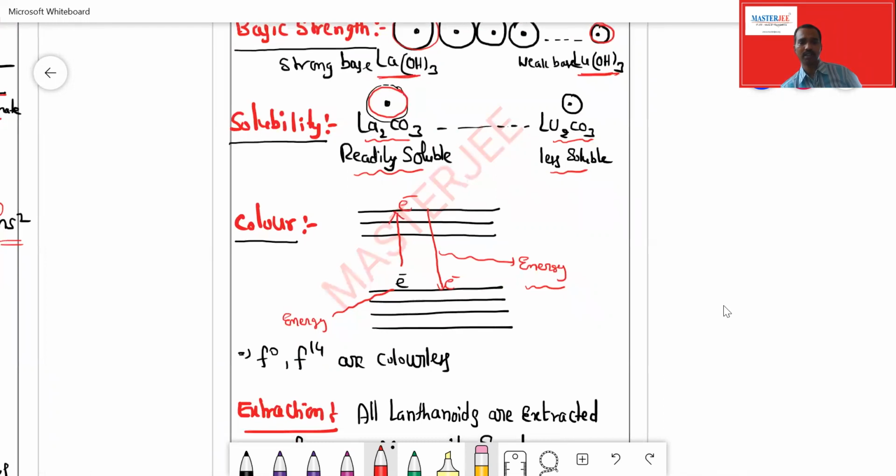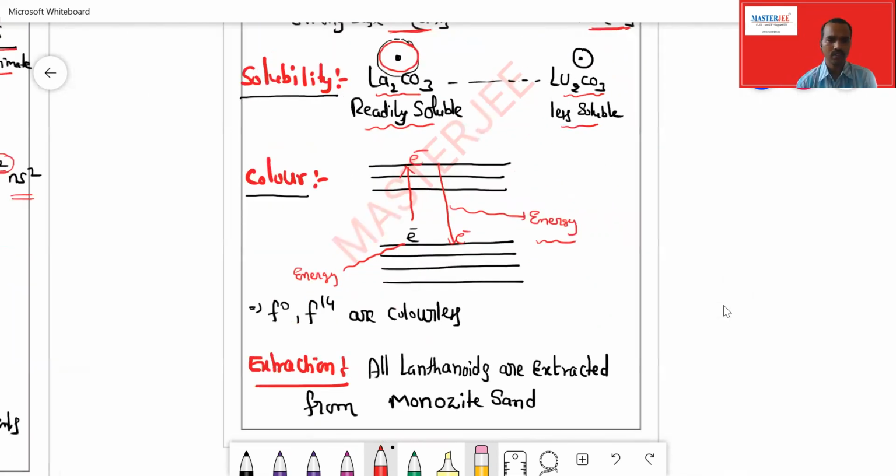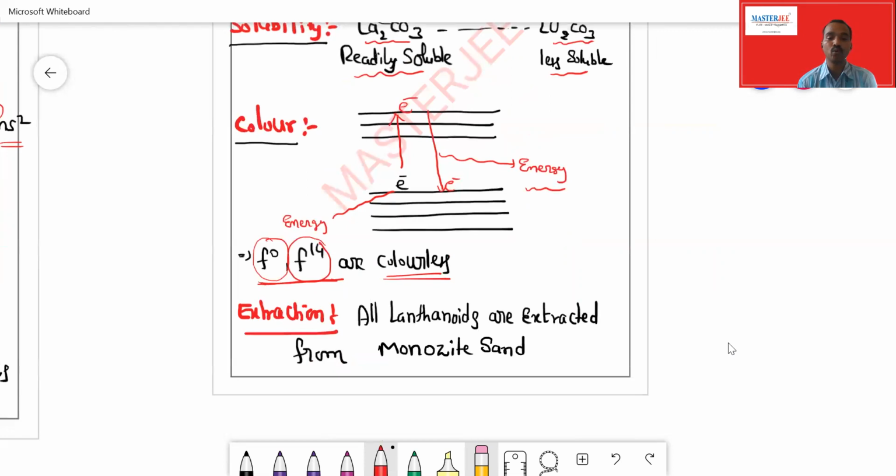Configurations with f orbital 0 and 14, that means completely vacant and completely filled, do not exhibit any colors. Now, extraction: how can you extract these? All lanthanides are extracted from monazite sand. Next, we are going to discuss the actinoids.